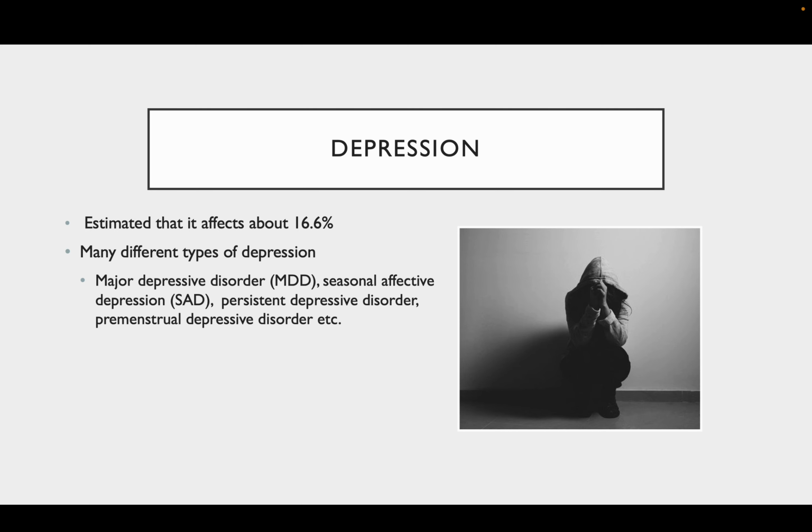Depression. Depression is the first type of mood disorder and is characterized by having a main symptom of depression. There are many different types under this category, such as major depressive disorder, seasonal affective depression, persistent depressive disorder, premenstrual depressive disorder, etc. It is estimated that 16.6% of the population have experienced depression throughout their lives. I will mainly focus on MDD.